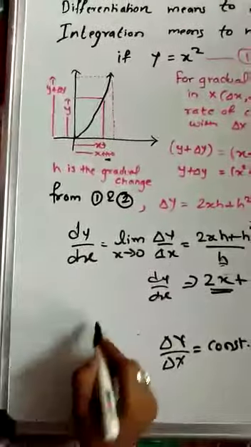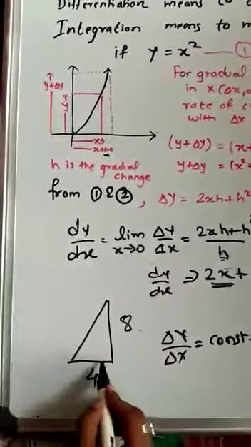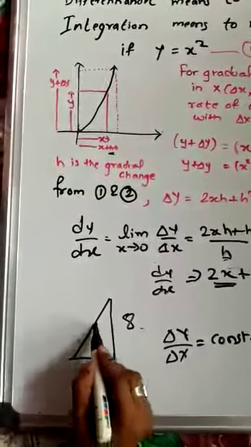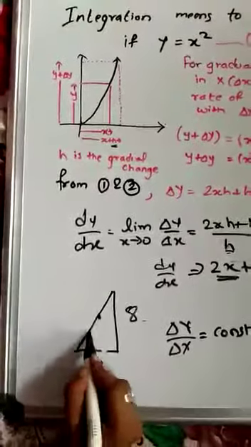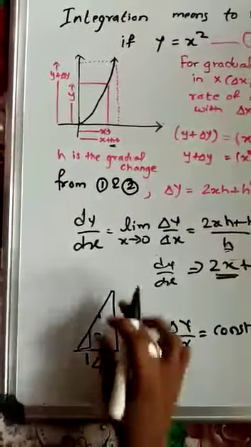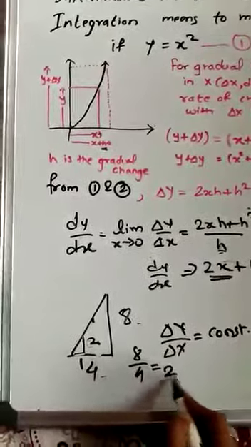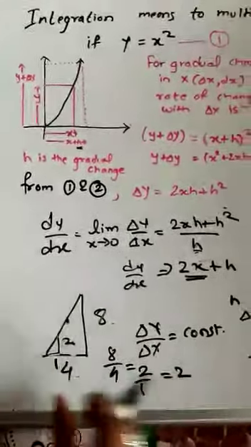For example, here you have a fixed triangle. This is 8 upon 4. If you take an even smaller triangle now, let us take 2 upon 1, which is of the same shape, then also the answer is what? 8 upon 4 is equal to 2 upon 1 is equal to 2. Even if you take smaller values.